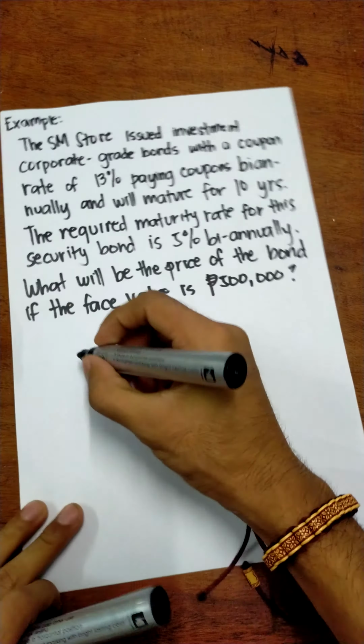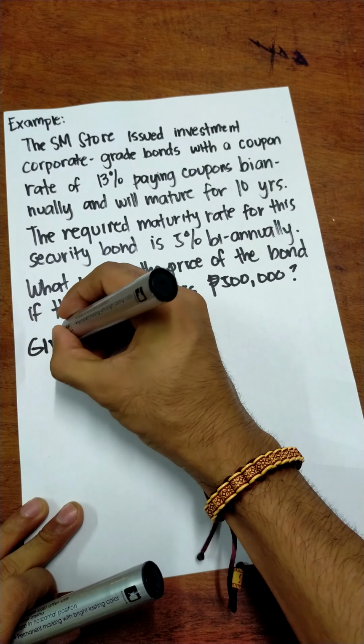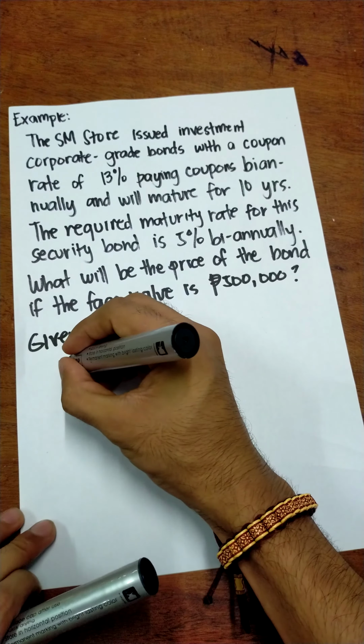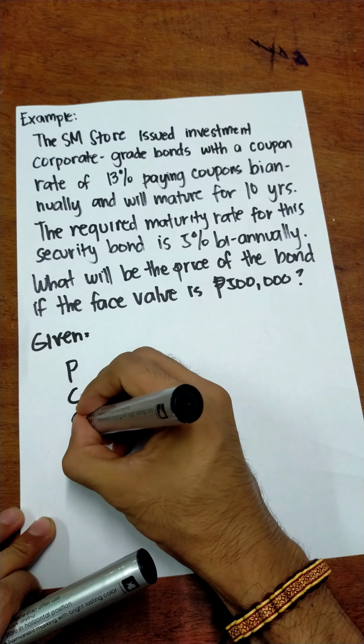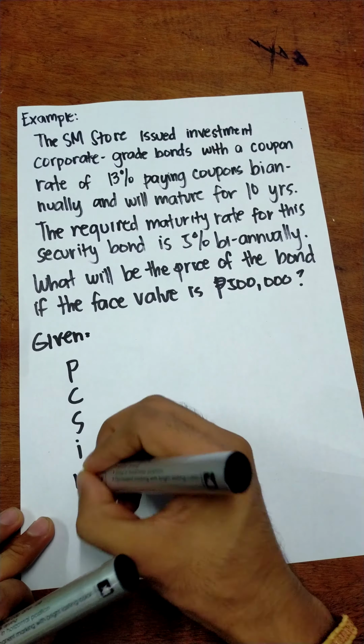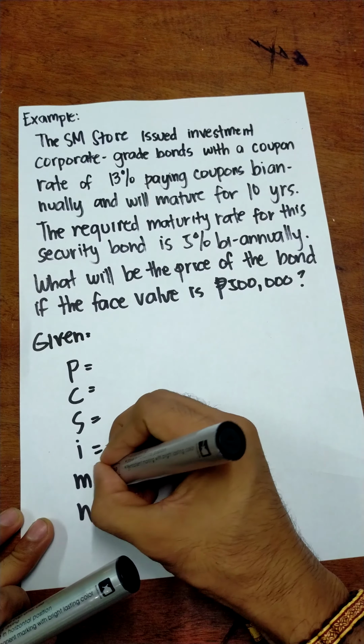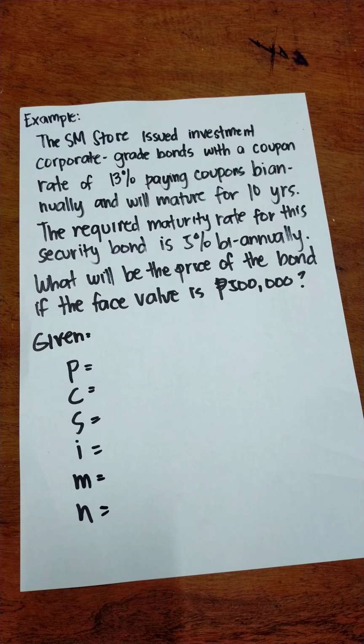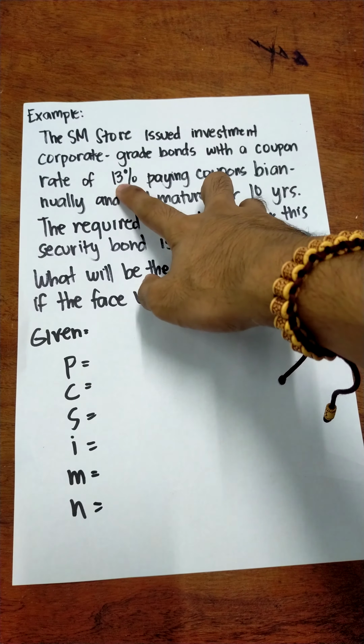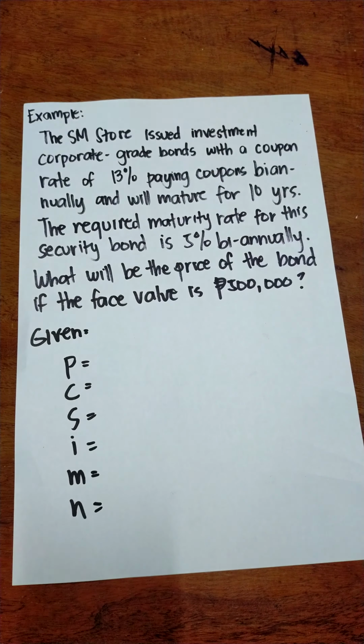Okay, so again and again, first thing to do is we are going to list the given. So yung given natin, syempre magsisimula tayo kay P, kay C, kay S, kay I, kay M, tsaka kay N. So yun ang dapat po nating i-identify. First, we are going to identify the first given value, which is 13%.